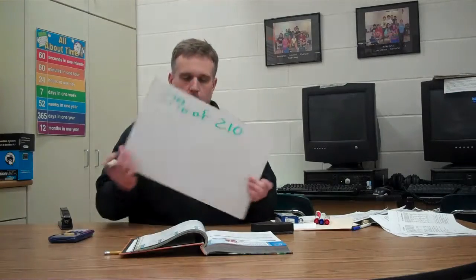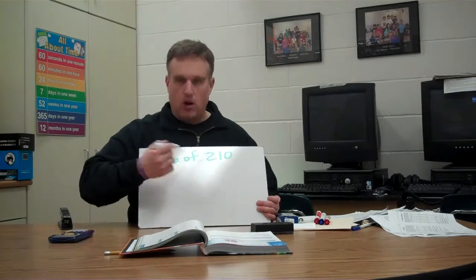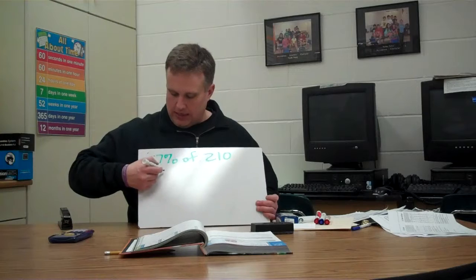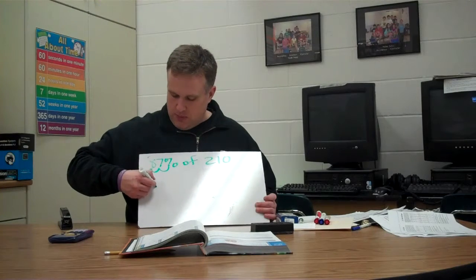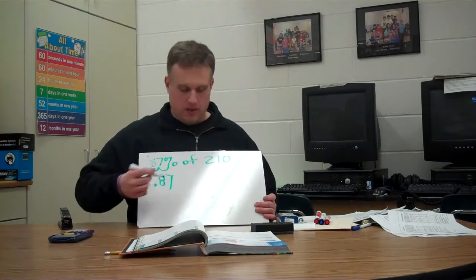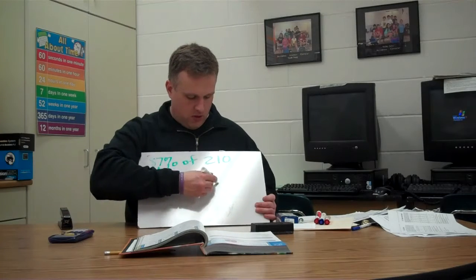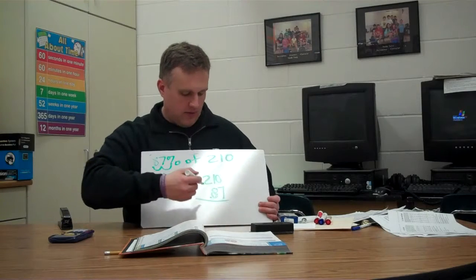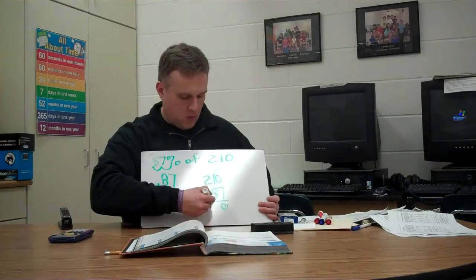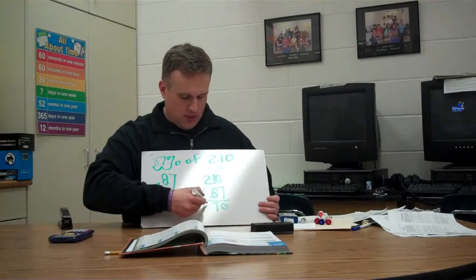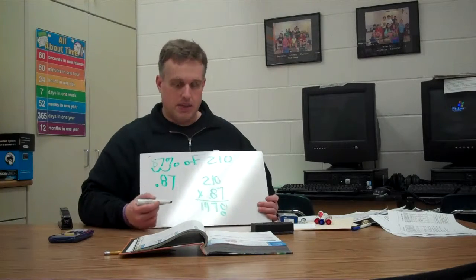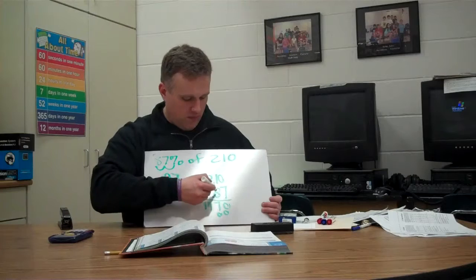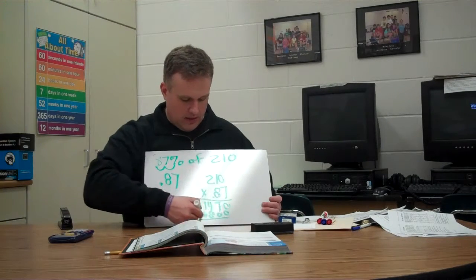87% of 210. Okay, first thing I'm going to do, I know of means multiply. I'm going to change my percent to a decimal, 2 places, 1, 2. So this becomes 87 hundredths. Then I'm just going to set it up. 210 times 87 hundredths. 7 times 0 is 0. 7 times 1 is 7. 7 times 2 is 14. Bring down my 0. 8 times 0 is 0. 8 times 1 is 8. And 8 times 2 is 16.